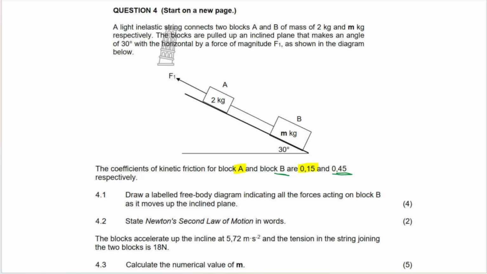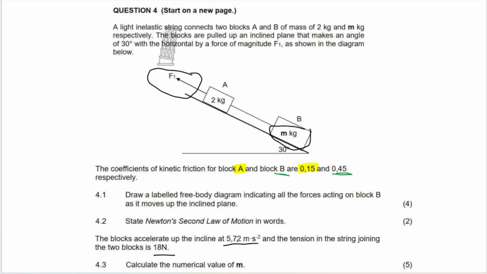Our first question wants a labeled free body diagram. And they tell me that the two blocks accelerate up the incline. So they give me acceleration and they give me tension in the rope. So it looks like they pretty much give me everything, but there are two unknowns in this question. Our first unknown is the applied force over here that's pulling A up the slope, and our mass of B. And in our last question, they want us to calculate the numerical value of M. So they want the mass of block B.